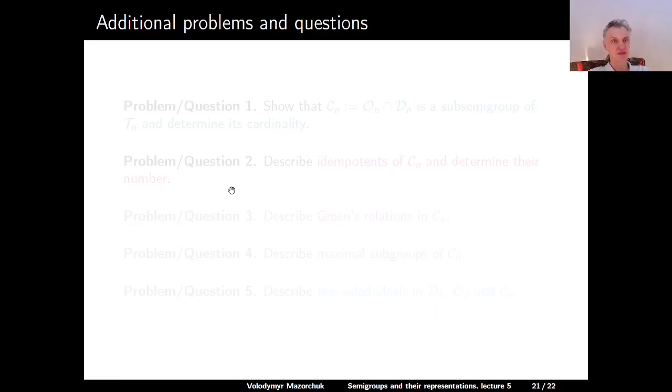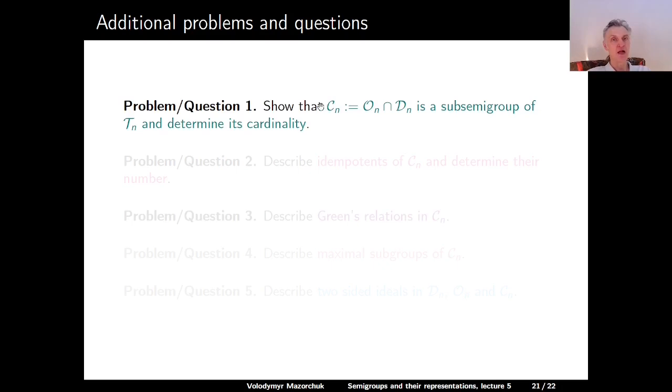Additional problems and questions. Problem question 1. Show that Cn, defined as the intersection of On and Dn, is a subsemigroup of Tn, and determine its cardinality. So Cn is called the semigroup of all order preserving and order decreasing transformations. Problem question 2. Describe idempotents in Cn and determine their number.